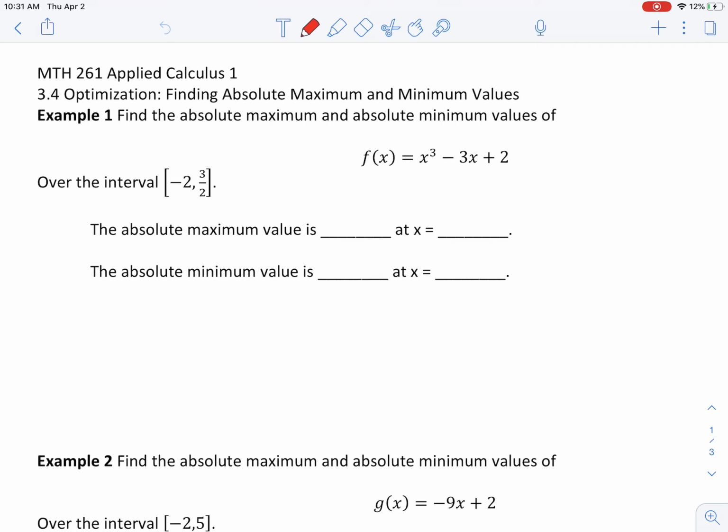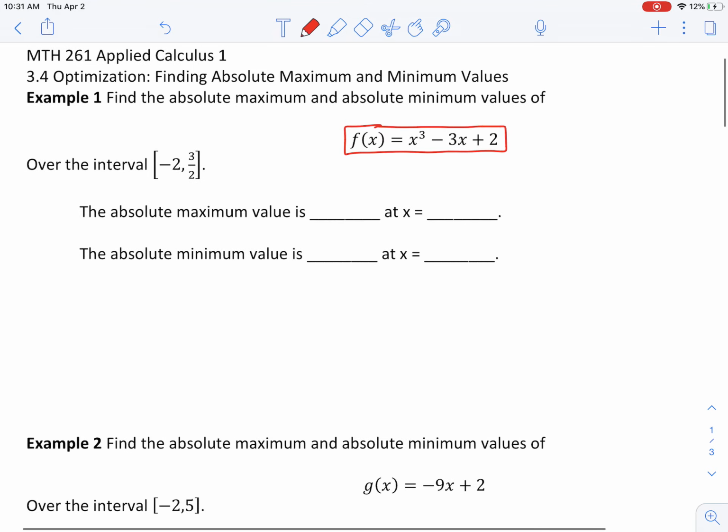They want you to find the absolute maximum and absolute minimum values of f of x, and f of x is not a quadratic. It looks like a cubic function. To find the absolute maximum and absolute minimum, you're going to first have to find the critical values. So find f prime of x.